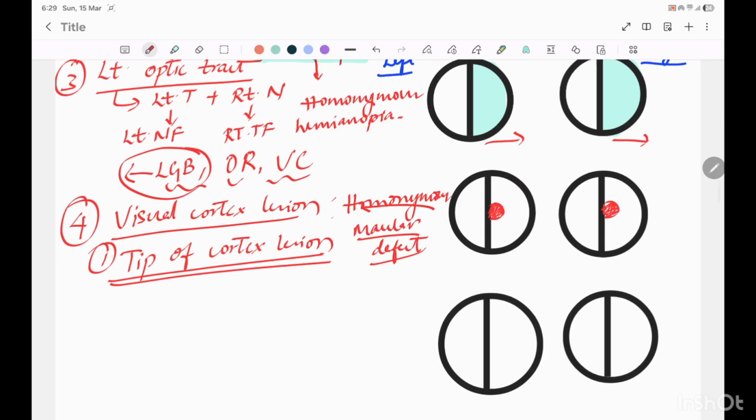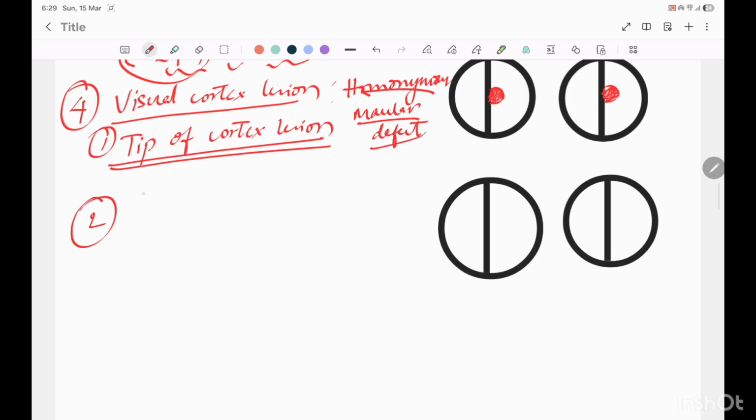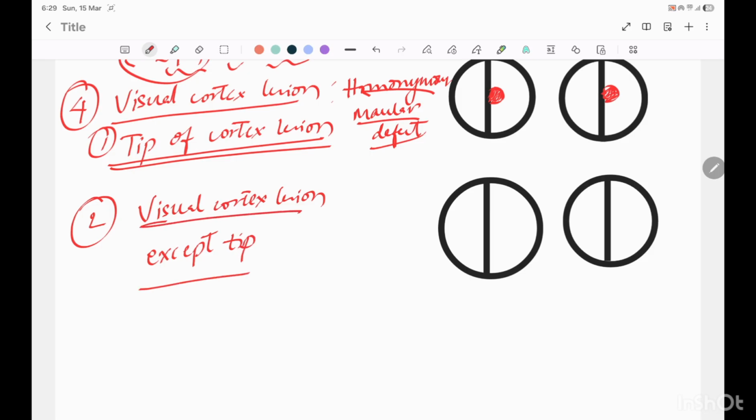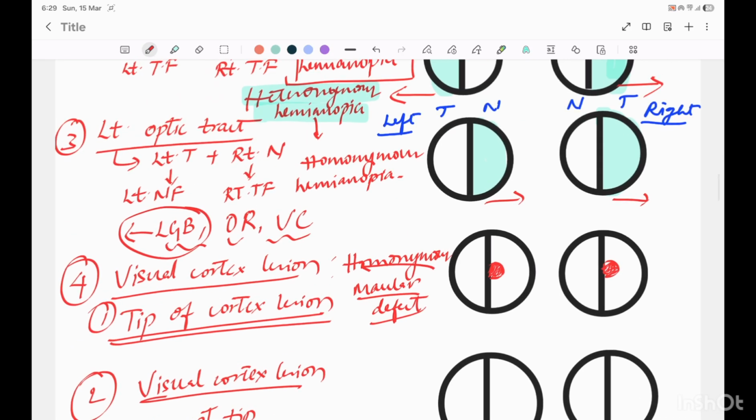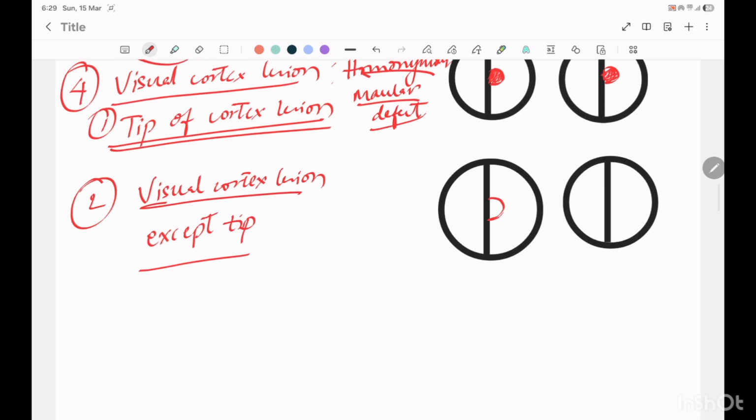Okay, so coming to the second one, lesion of the visual cortex except the tip. That means the tip is not involved, and the rest of the portion is involved. Same homonymous defect will be seen, but this macular portion will not be affected.